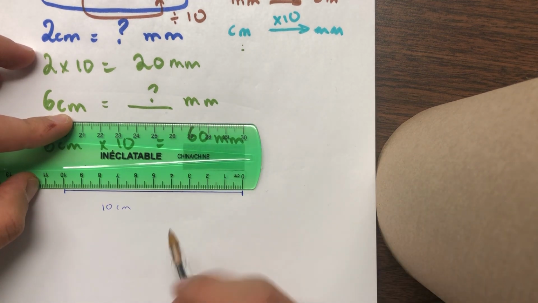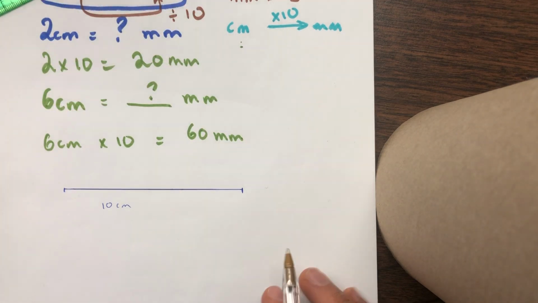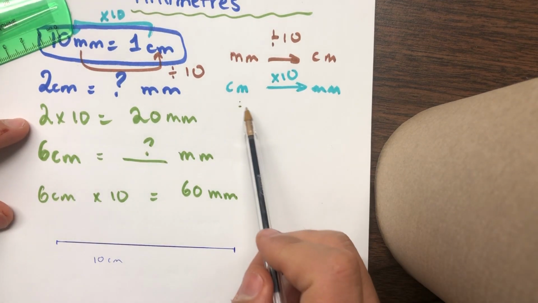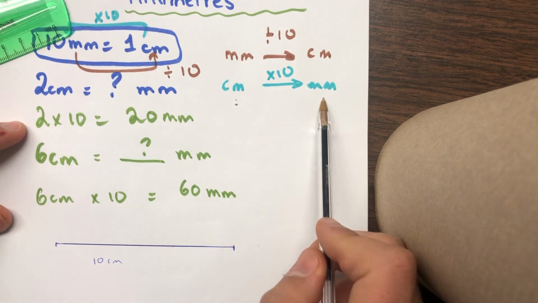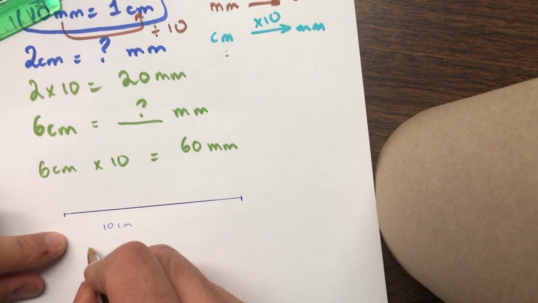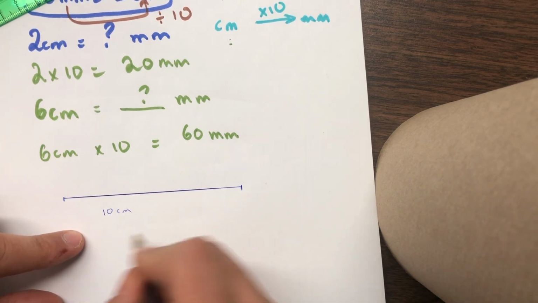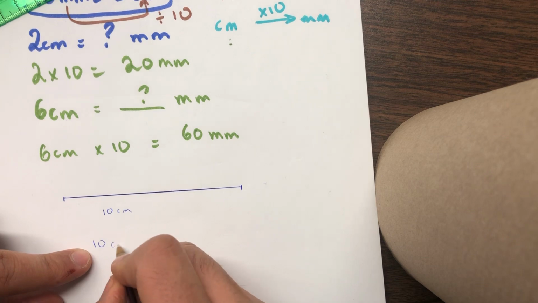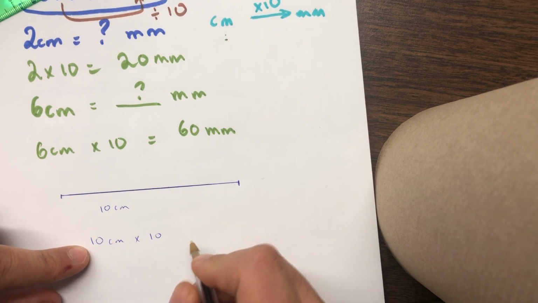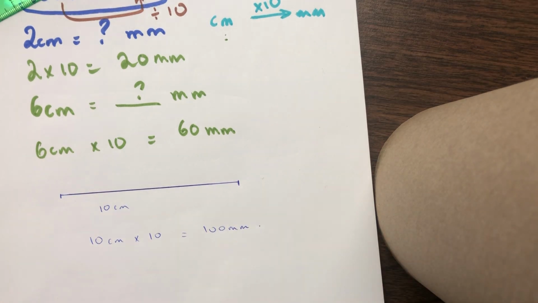Now if I tell you I wanted this measurement in millimeters, what do we do? Again, we look back at the formula up here. To go from centimeters to millimeters, we must multiply by 10. So to change this from centimeters to millimeters, we must multiply by 10. I have 10 centimeters. I multiply that by 10. It is equal to 100 millimeters. All right.